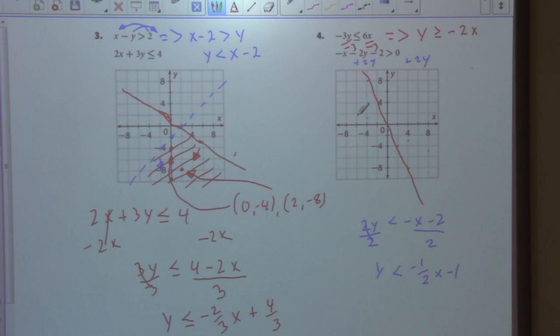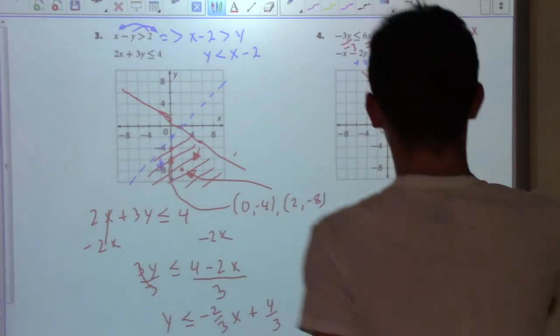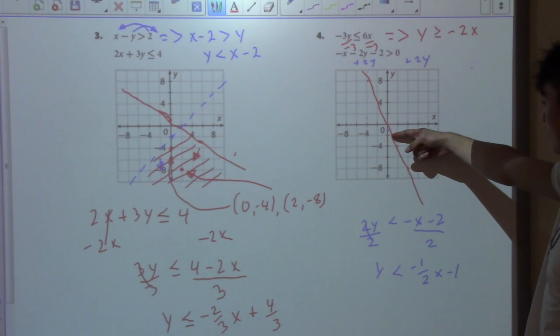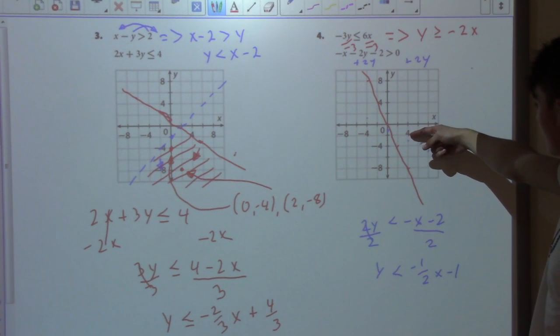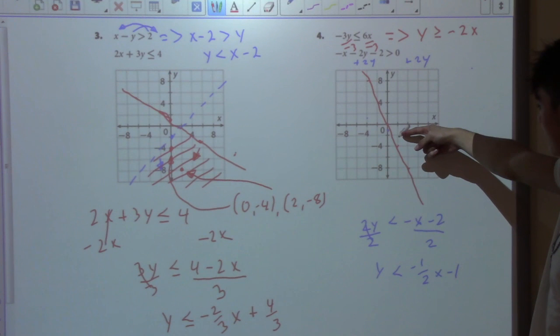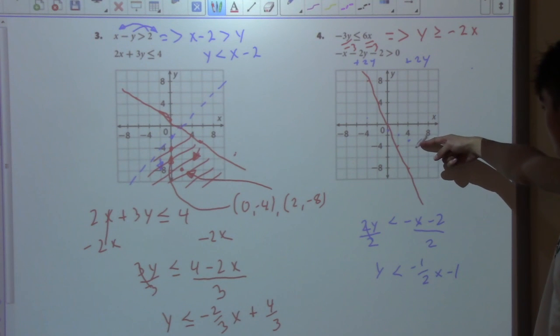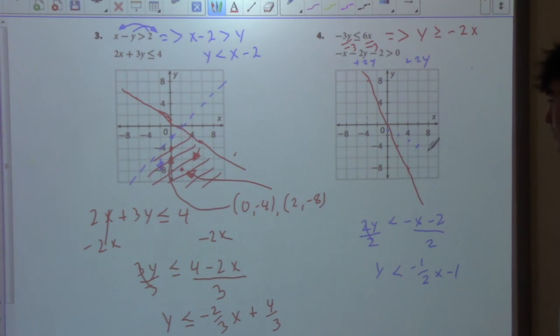I'll come up to the board and show you. You see how it's going by 2s? It's 2, 4, 6. If you go down 1, it'd be right there. And then you go over 2, which is right there. You go down 1, over 2, down 1, over 2, and then keep on going. So like this is what you're saying.